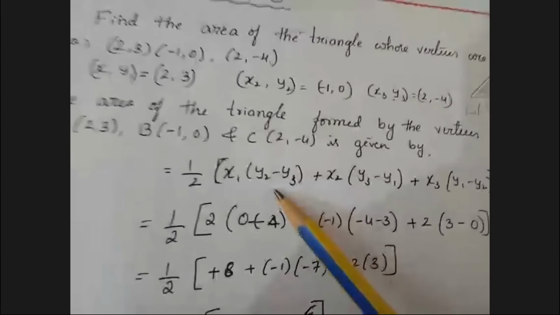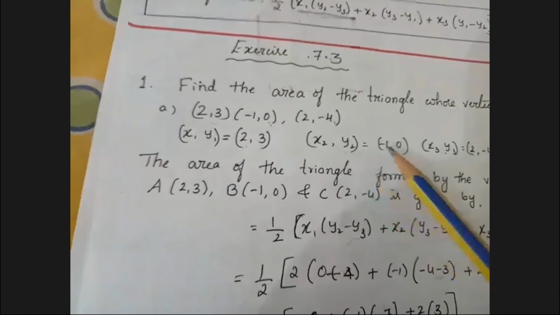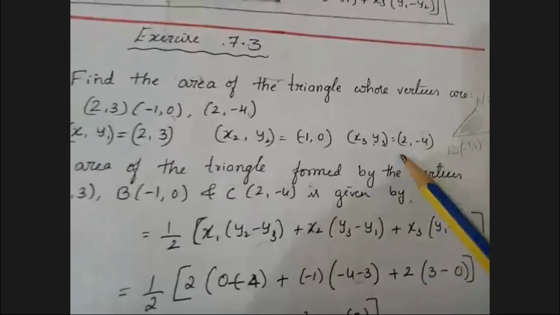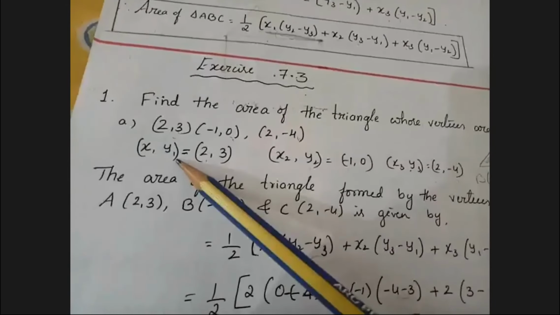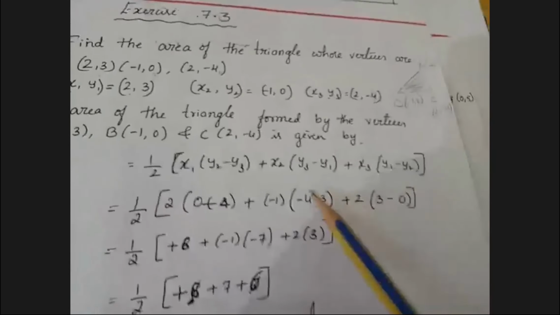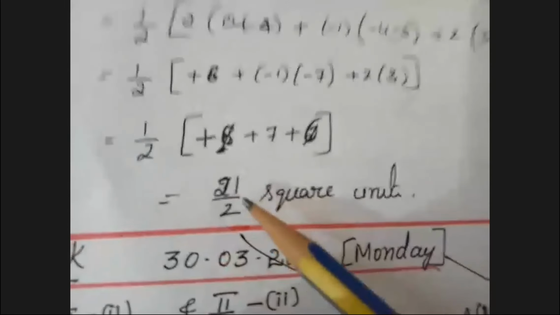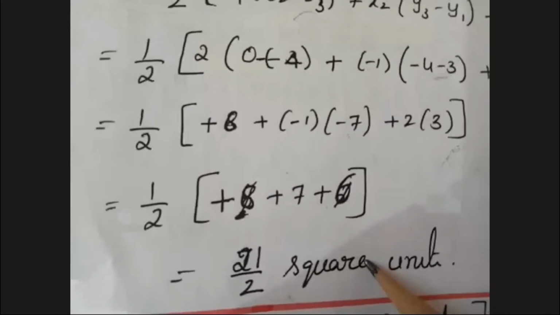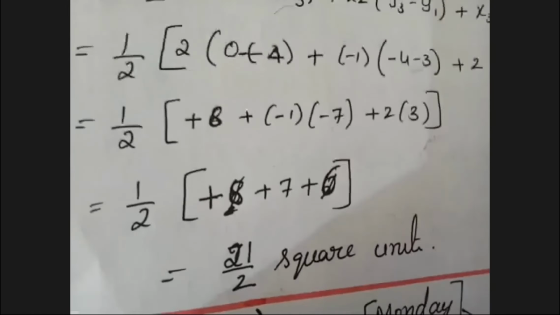So just apply the formula directly. Call the first one x1, y1, the second one x2, y2, and the third coordinates x3, y3. The first is the coordinate of vertex A, then vertex B, and vertex C. Then apply the area of triangle formula with all the values, and you get the area as 21 by 2 square units. Since it is area, it is in square units.